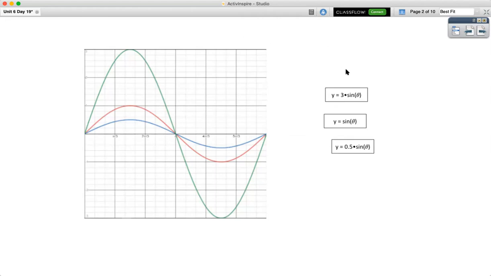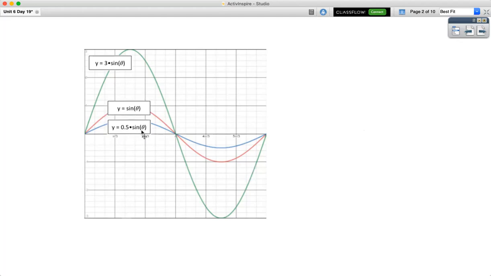Okay, my green sine graph, this is y equals 3 sine theta. My red one, y equals sine theta. And my blue sine function is y equals 0.5 sine theta. So those are the equations for each of these graphs. Now the real question is this: how did we know this?